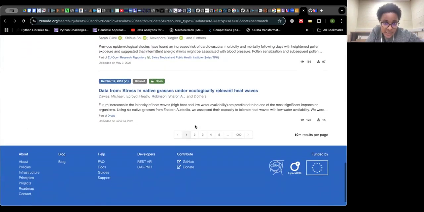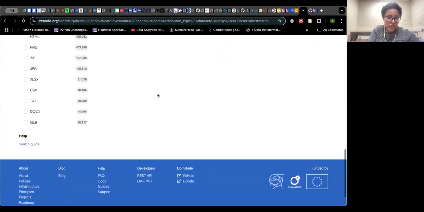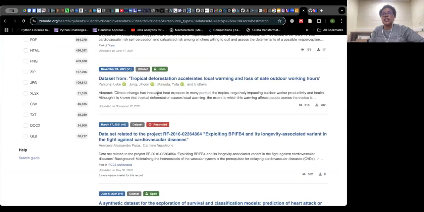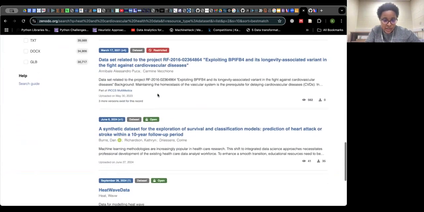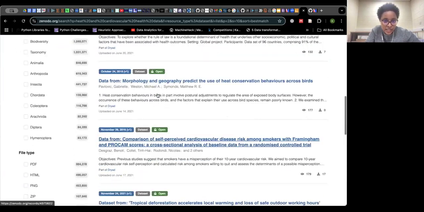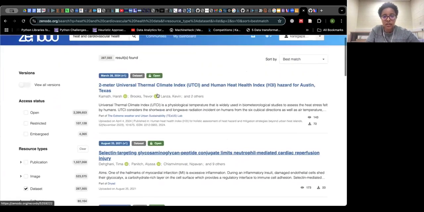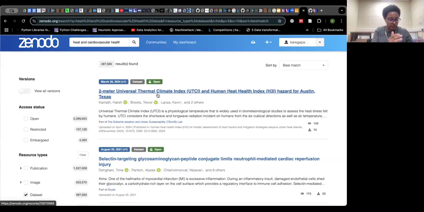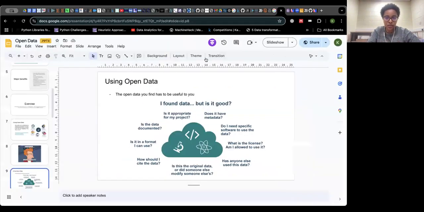We also have datasets that are embargoed. I found a few that are embargoed, and embargoes would resonate a lot, maybe for researchers, especially in Africa, where you collect data and you hold it for a while before you make it open. Yes, it is open, but you hold it for a while before you put it out there for other people to use, because you're not done yet with answering all the questions that you want to answer with that data.